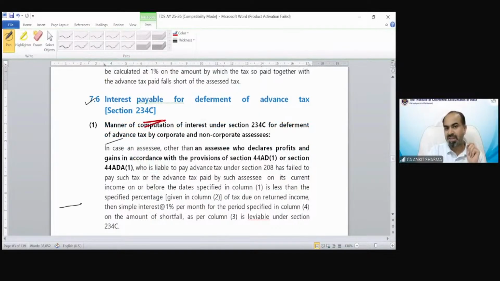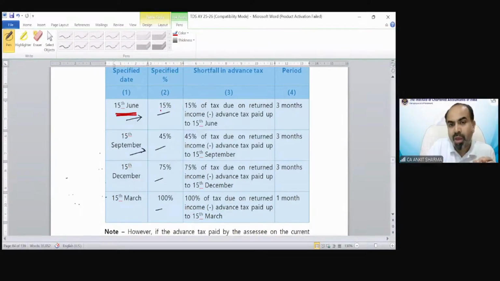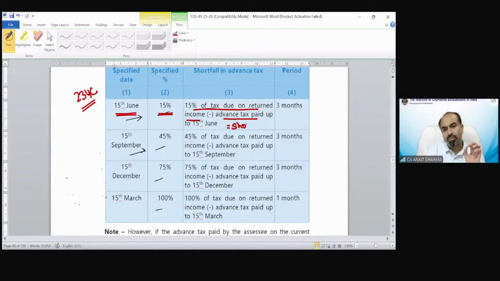Now 234C interest we have discussed in the last class. Now a very, very interesting thing in section 234C we are going to discuss. The first date for depositing advance tax was 15th June, and the specific rate is 15% we have to deposit. We have gone through this provision in the last session. For calculating interest under section 234C, the amount would be 15% of tax due on return income, that is, the advance tax liability less advance tax paid. So technically we can say the shortfall. Suppose the 15% was 1 lakh and you have deposited only 80,000. So the interest would be calculated on 20,000 for 3 months at the rate of 1% per month. So the rate would be directly 3% you can charge on 20,000.